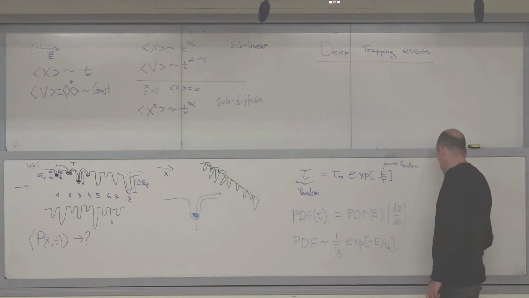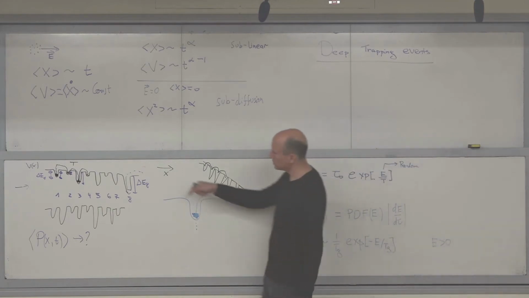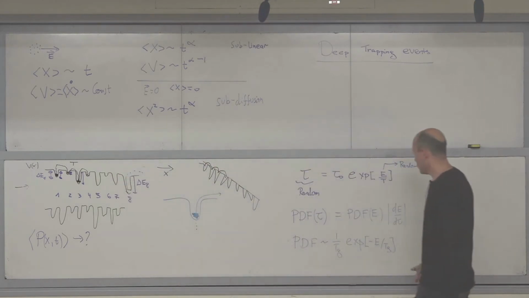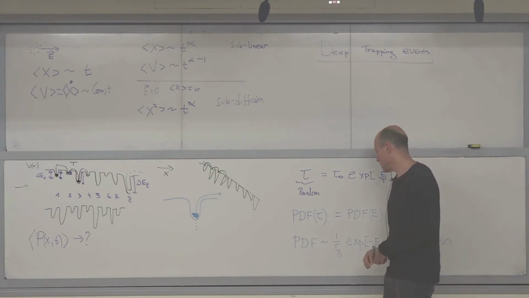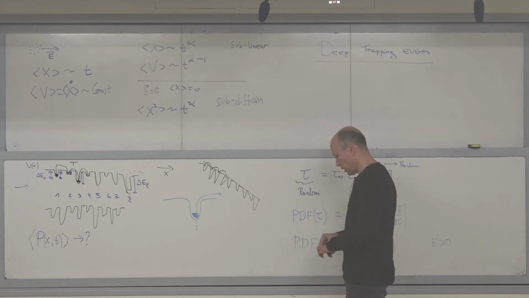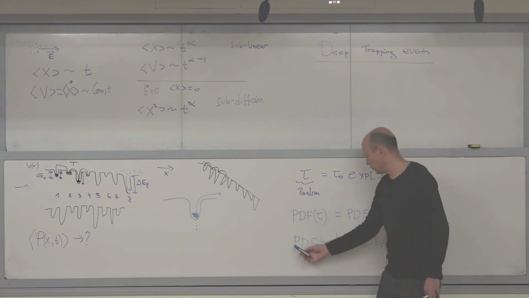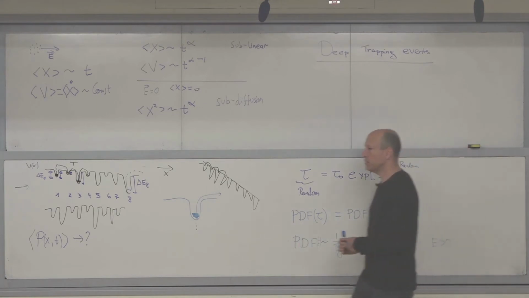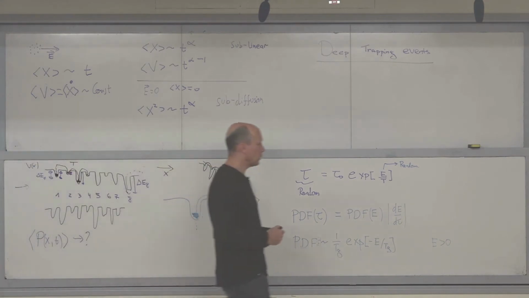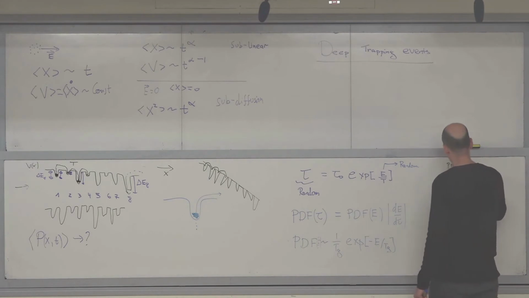So here E is bigger than 0, because E is the energy, the depth of this trap. Minus this is the energy, right? So this law, this is the PDF of E. It is a simple exponential. It means that the depth of these traps is not extraordinary. The P of E is simply decaying, and it's decaying with a typical scale.